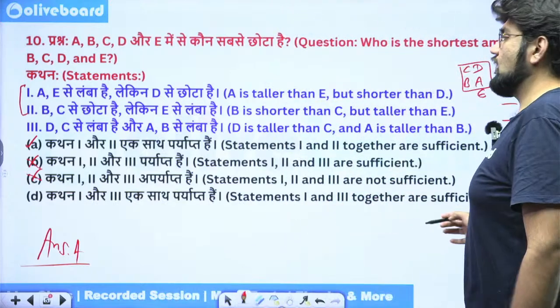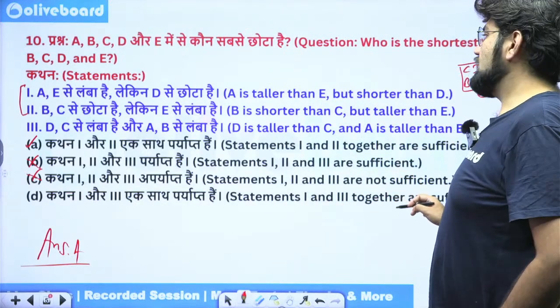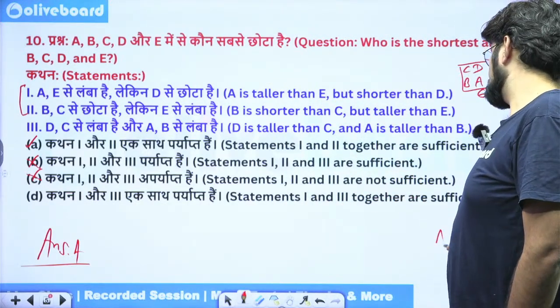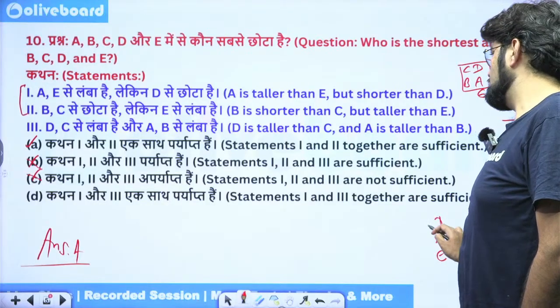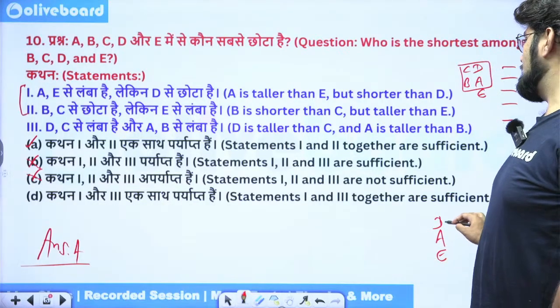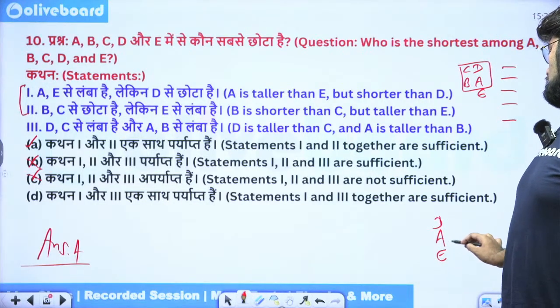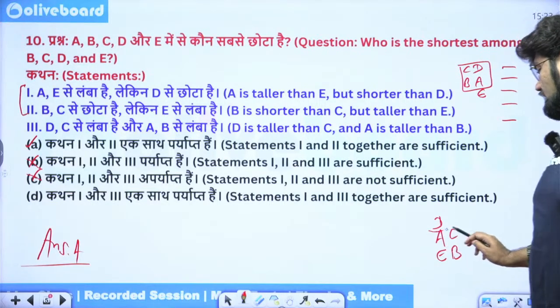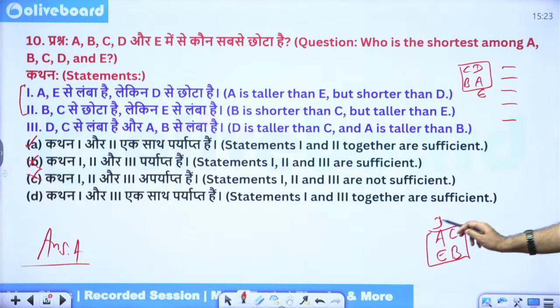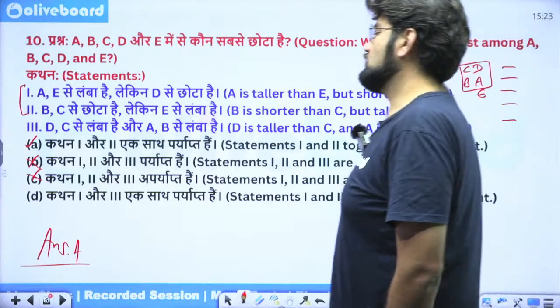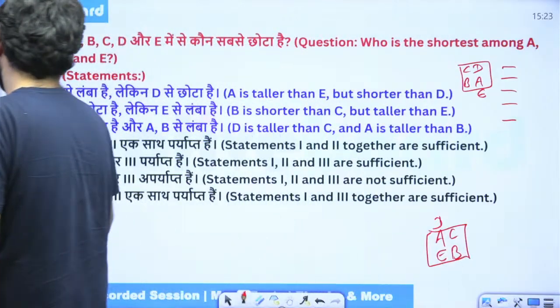1 and 3. Now you'll just check 1 and 3. So A is taller than E, but shorter than D. D is taller than C and A is taller than B. So A is taller than B and D is taller than C. Now here, whatever it is, I can conclude that probably D is the tallest, but I can't say anything about who is the shortest. So hence this is also not right. Cool.